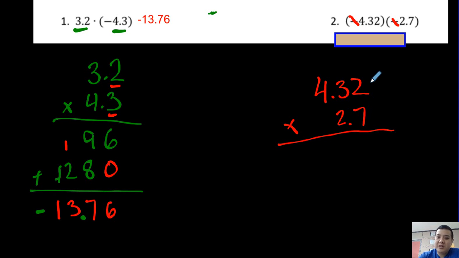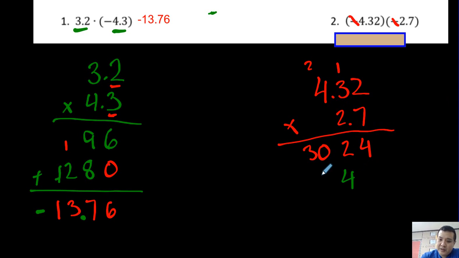So let's do the multiplication out. 2 times 7 is 14. Carry the 1. 3 times 7 is 21. Plus 1 is 22. Carry the 2. 4 times 7 is 28. Plus 2 is 30. Then we do this second row. Multiplying 2 by 2 is 4.